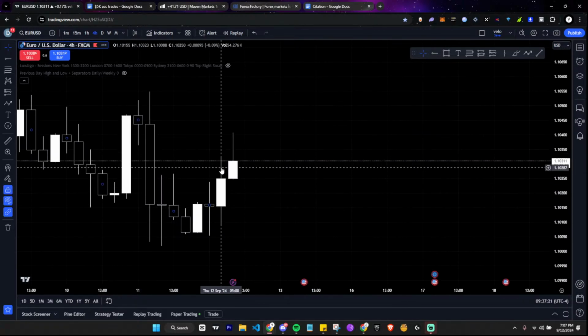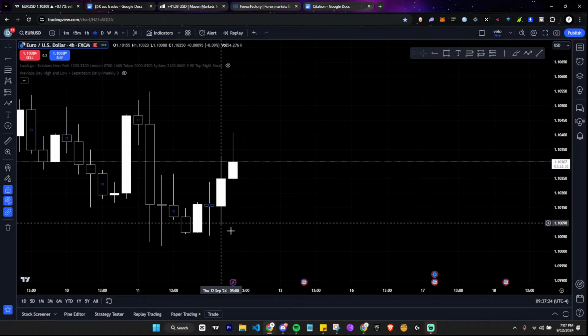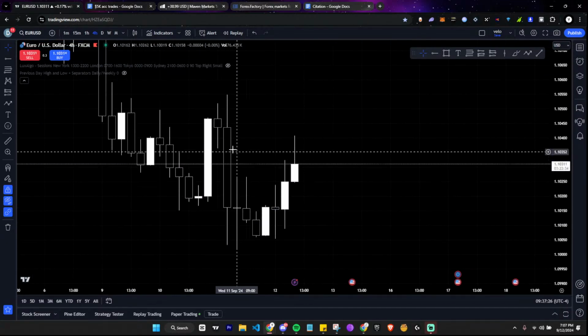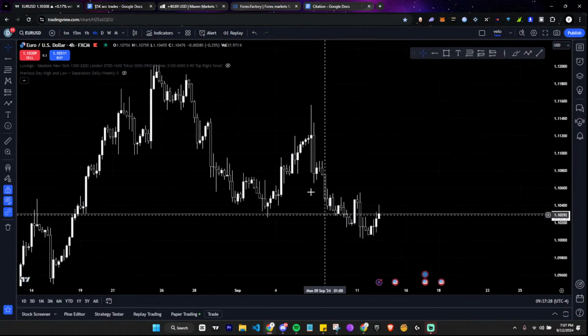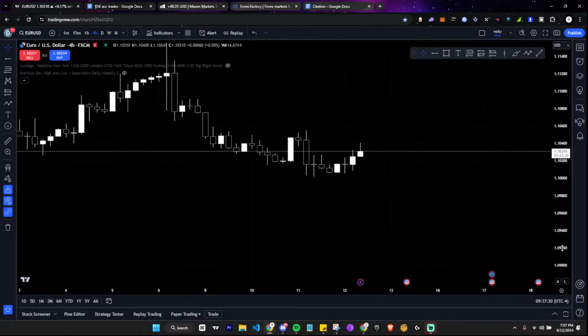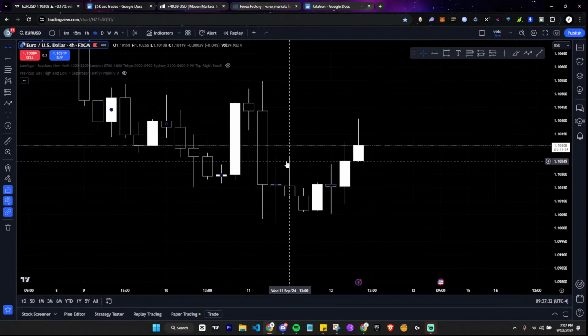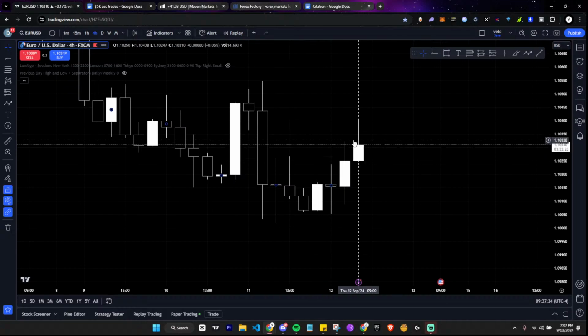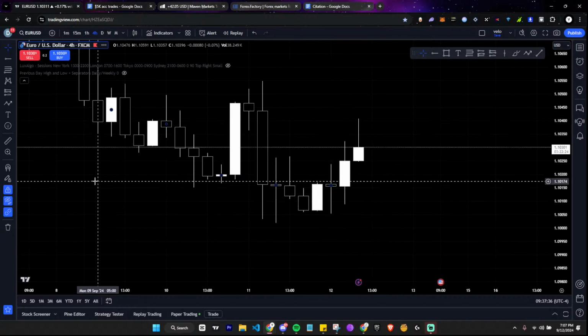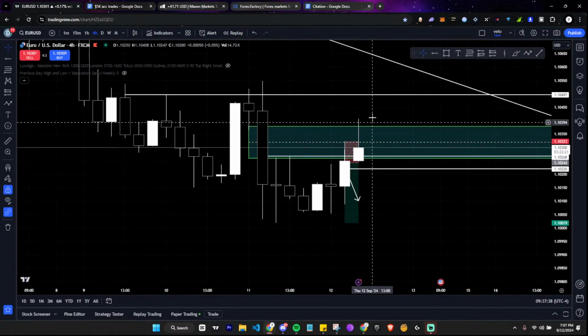So you can see this wicked into the 4 hour fair value gap, right? So basically, once it wicked into the 4 hour fair value gap, because we have a bearish bias, I took this trade after these equal highs were manipulated over here. I took this trade to go lower, right? But contrary to my expectation, it just went the opposite direction.